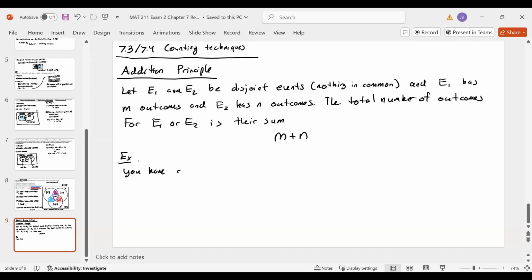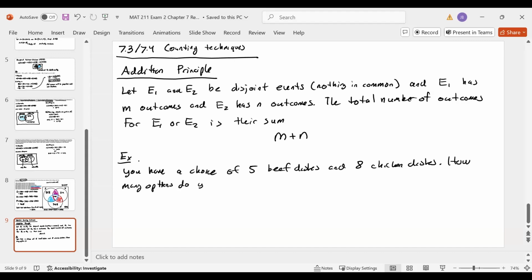You have a choice of 5 beef dishes and 8 chicken dishes. How many options do you have? So I didn't ask you how many ways can you eat a chicken or beef dish. I just asked you how many options you have. And that's really what the addition principle is all about. It's just like, how many things do you have to choose from in total? Well, it's just 5 plus 8, which is 13. So that's like my total options.